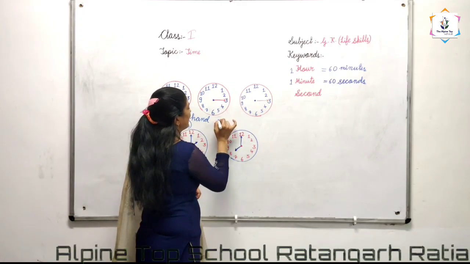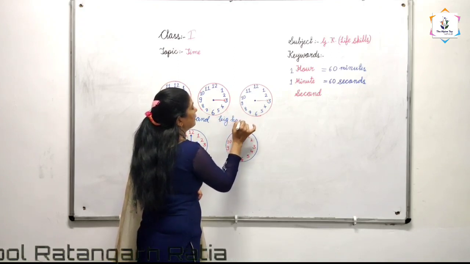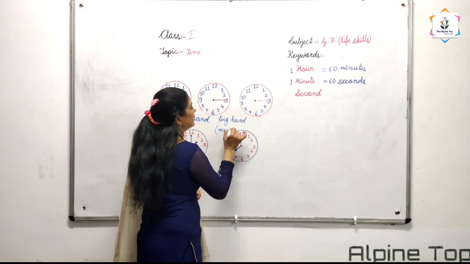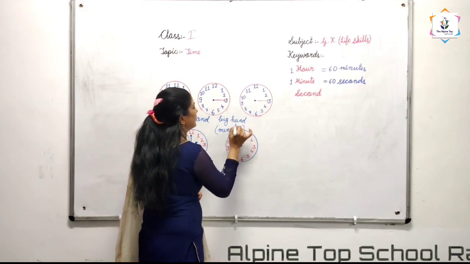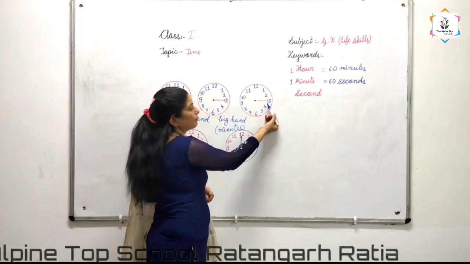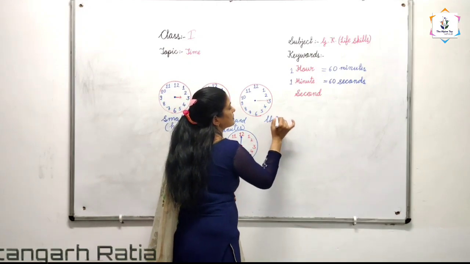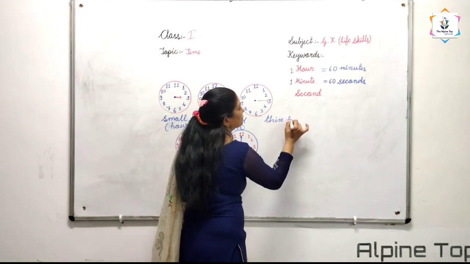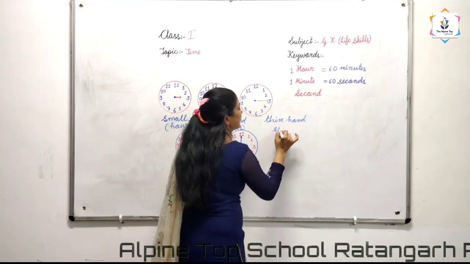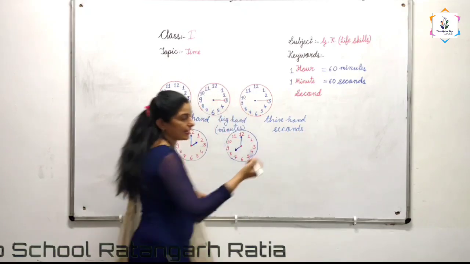Now this is the big hand, and the big hand shows us minutes. And now there is one more big hand, but it is a very thin hand. This is used to measure the seconds. Thin hand is used to measure seconds.